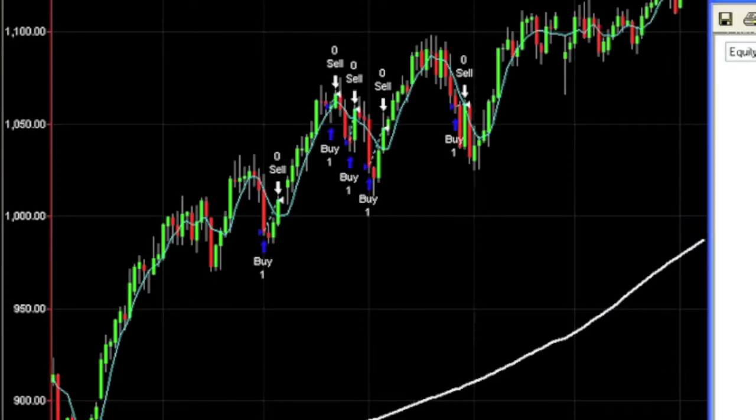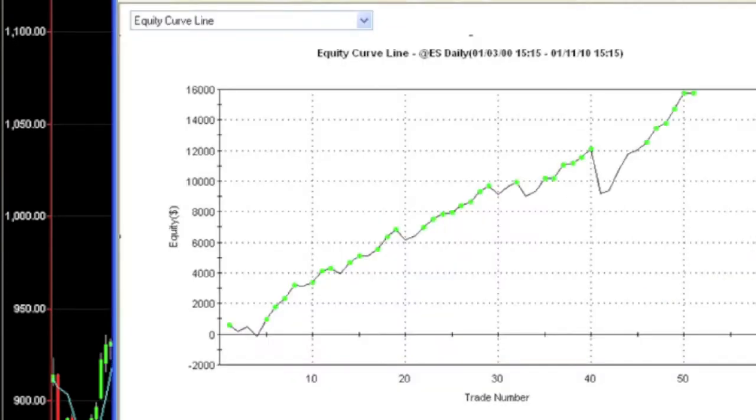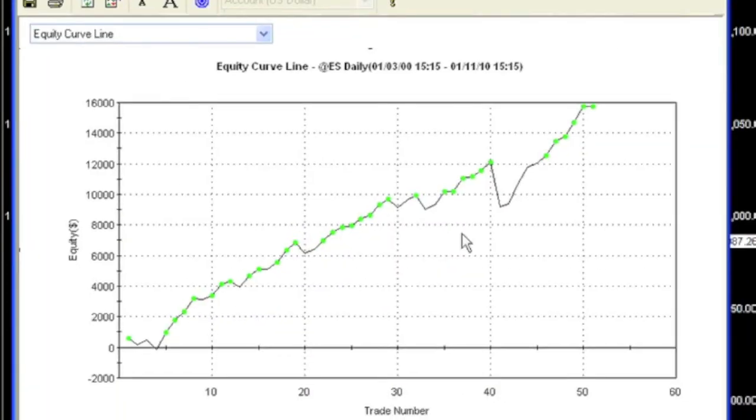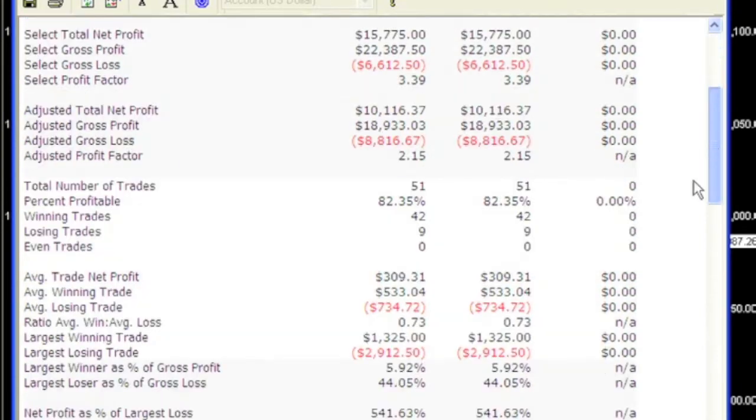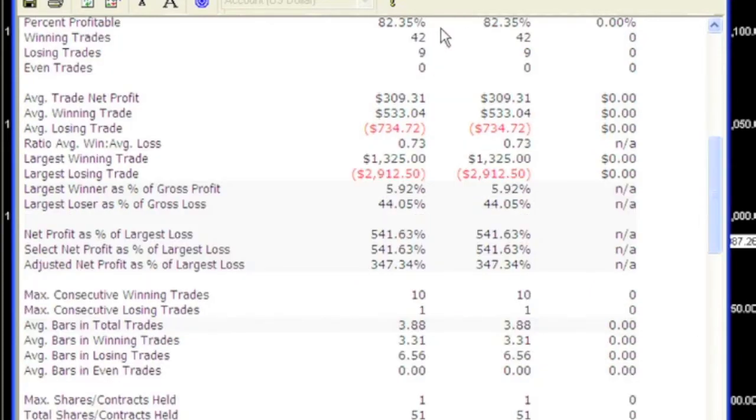The performance summary looks like this. Profit factor of 3.3, 80% win rate, actually a little above 80%, and $300 net profit per trade without slippage and commissions. And again, the equity graph. This is from 2000 to the end of 2009. So I don't think it's traded this year.